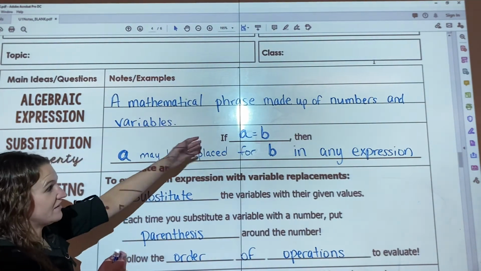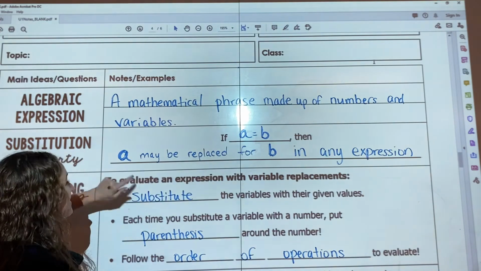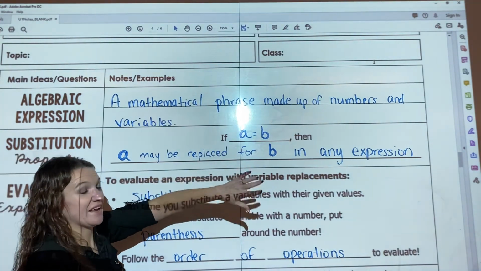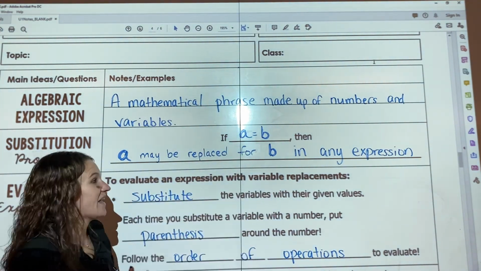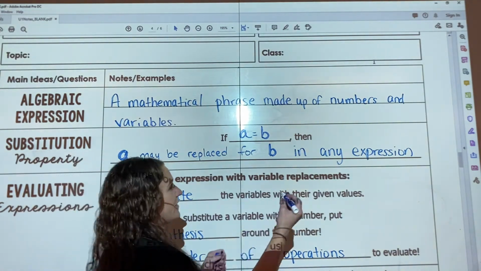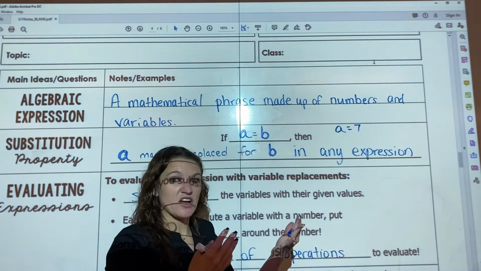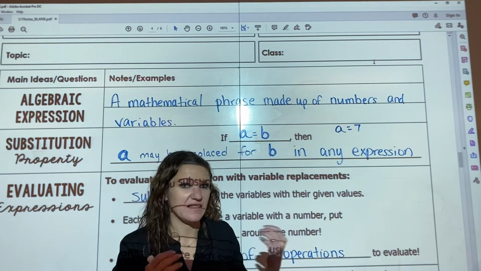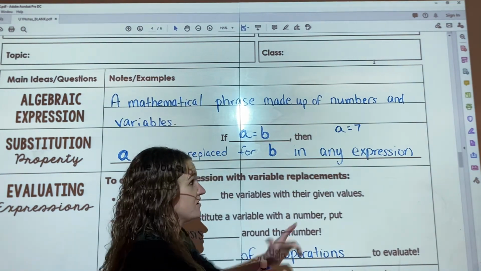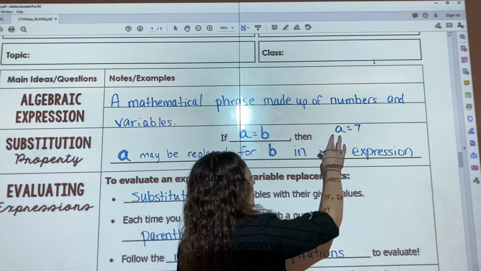So given A equals B, then A may be replaced for B in any expression. That counts also for numbers. So if I told you that A equals 7, and I gave you an expression, anywhere that A was in that expression, you could substitute the 7 in for it. All right, we'll see that soon enough.